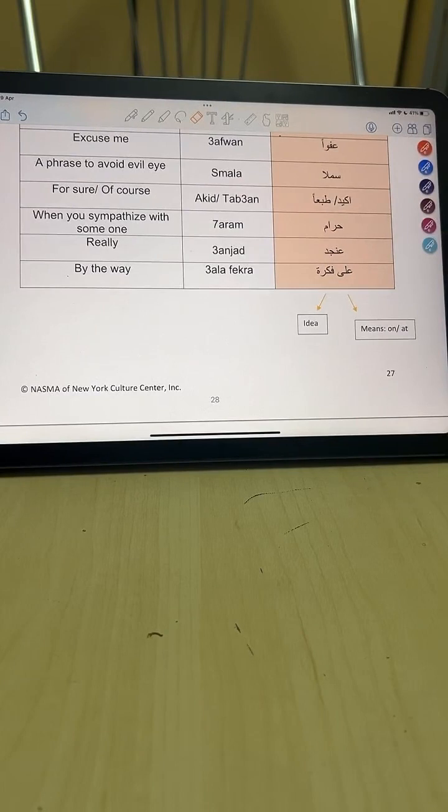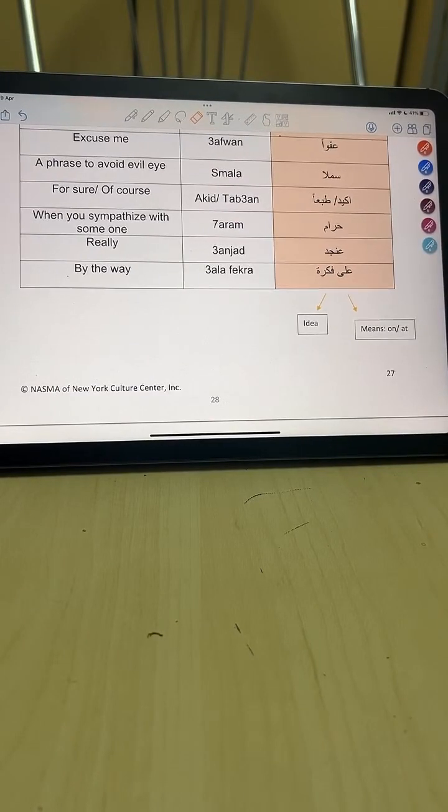حرام, it means not permissive, not permitted, but in this context, it means you're sympathizing with someone. For example, you see a car accident in front of you and you will say, "Ee, haram," like, "Oh my God." If you see a guy who's not able to get good grades at school because of a disability, you'll be like, "Haram." If you see anything that you want to sympathize with, you say, "Ee, haram."